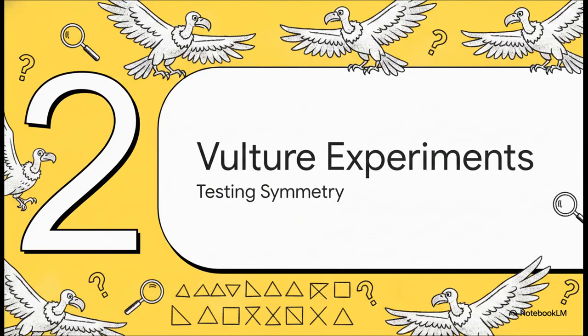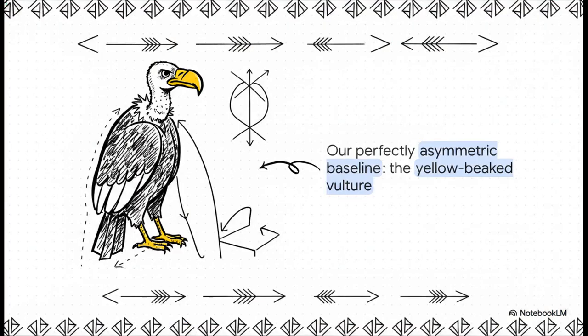Section 2, the vulture experiments. Time to actually put our symmetry to the test. All right, meet our subject, the yellow-beaked vulture. This is just a randomly chosen, highly asymmetric design. Notice how there is absolutely no way to fold this vulture in half and have it match up perfectly, right? It is our pure asymmetric baseline.